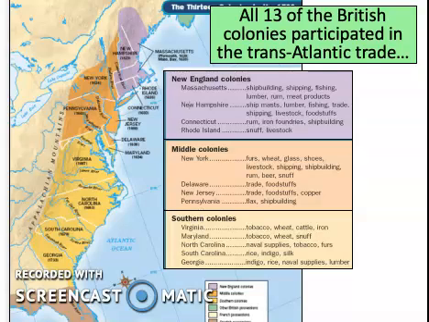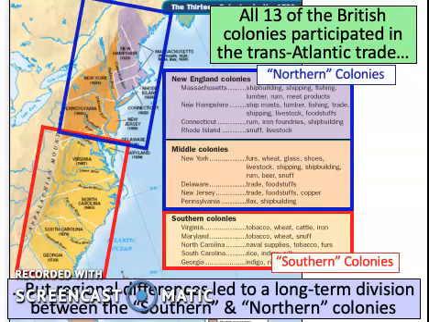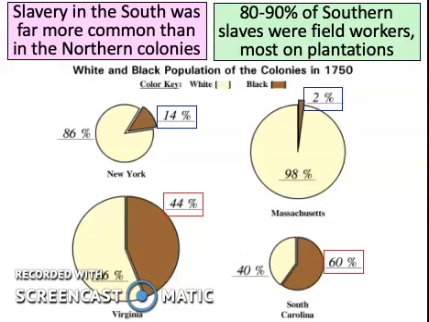This is once again another misconception I think that a lot of us have. We oftentimes just think of slavery as being from essentially Virginia, maybe Maryland, to the south, but everybody is involved. There are regional differences that do lead to some long-term divisions between northern and southern colonies, but everybody is involved. So let's start off in the South.